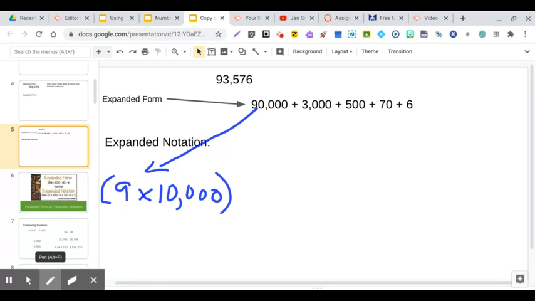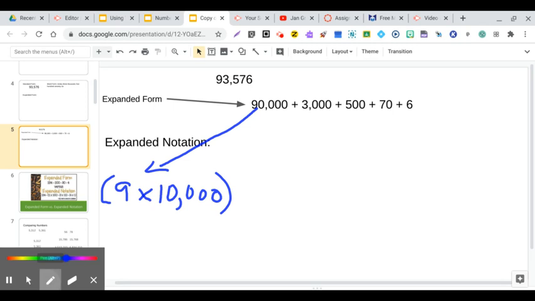Now you might be wondering, what are these weird things that I stuck around the 9 and the 10,000? Those are called parentheses. They group numbers together. It basically says that 9 and 10,000 are connected together, grouped together in this problem. Okay, don't let that freak you out. That's just how we use that to group it.